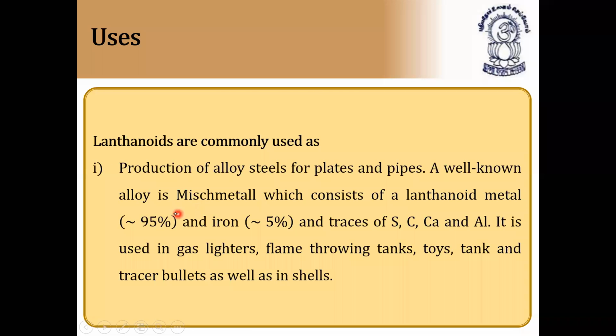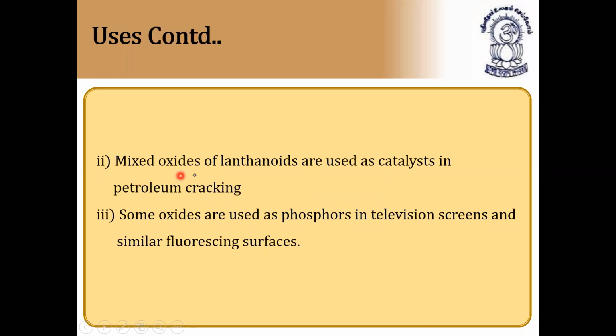This misch metal composition will be asked in the entrance exam: 95% lanthanide metal and 5% iron, along with traces of sulfur, carbon, calcium, and aluminium. Mixed oxides of lanthanides are used as catalysts in petroleum cracking. Cracking means burning of petrol, so in the burning of petrol these mixed oxides are used as catalysts. Some oxides are used as phosphors in television screens and similar fluorescent surfaces. Fluorescent means lighting surfaces.